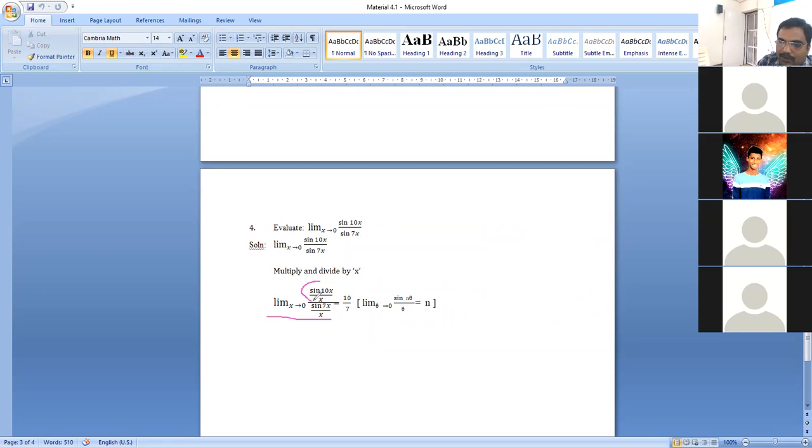So you have to apply limit to numerator. This will be limit x tends to 0, sine 10x by x. By using this formula, what is the n value here? N is 10 here. So you'll get 10 by 7. For numerator you'll get 10, for denominator you'll get 7. Is it clear? Yes, sir.